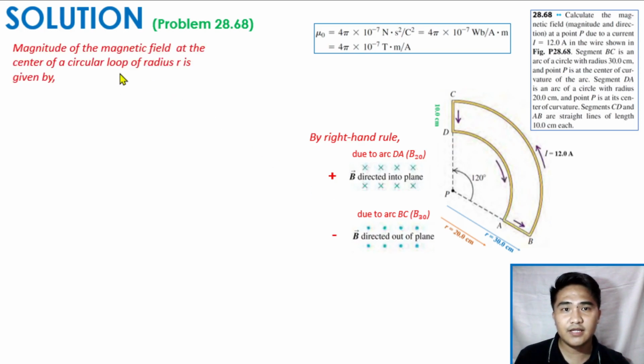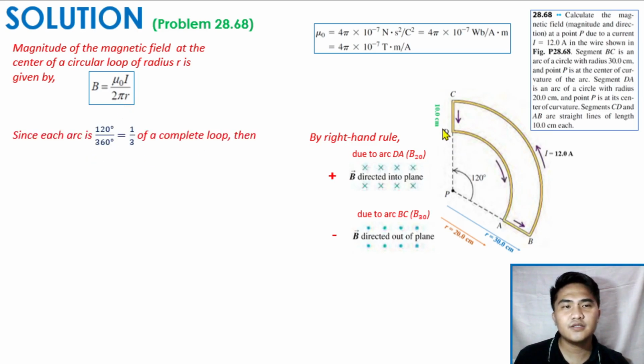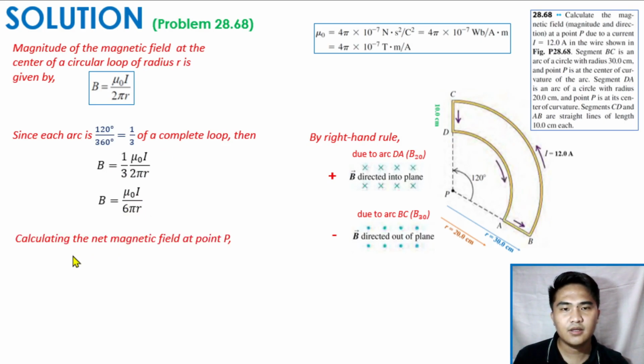The magnitude of the magnetic field at the center of a circular loop of radius r is given by this formula: the magnetic field is equal to the magnetic constant times I over 2 r. Since each arc is only one-third of a complete circle or loop, we will only consider one-third of the magnetic field. Simplifying this, we have mu naught I over 6 r. Now, let's calculate the net magnetic field at point P by adding the two magnetic fields due to arc DA and due to arc BC.